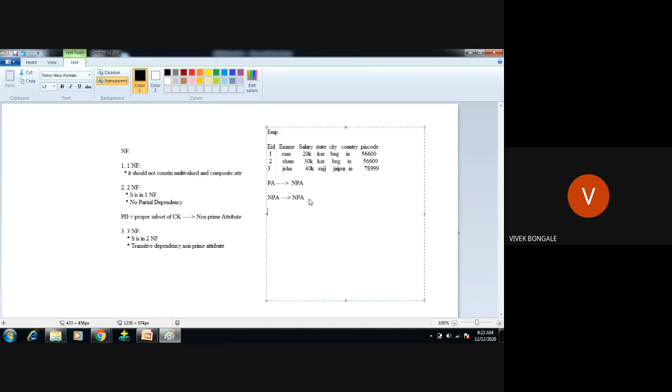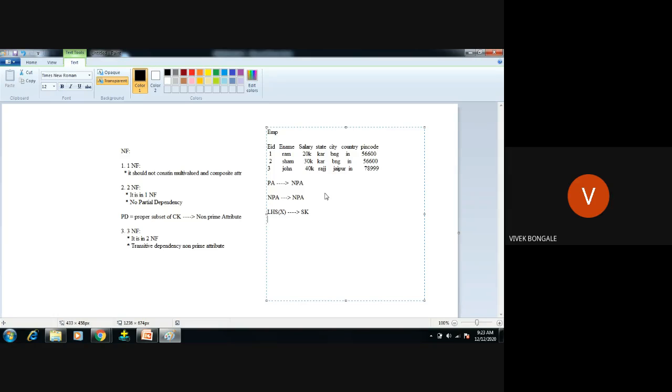The condition is, as I said, it should be in second normal form, and it should not have transitive dependency on a non-prime attribute. So how do we check whether the table is violating third normal form? We have to check the left hand side, that is LHS, the X attribute. Whatever attribute they give on the left hand side should be a super key. Then this is the one condition.